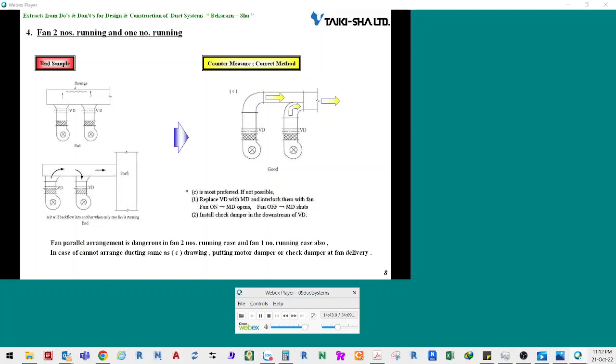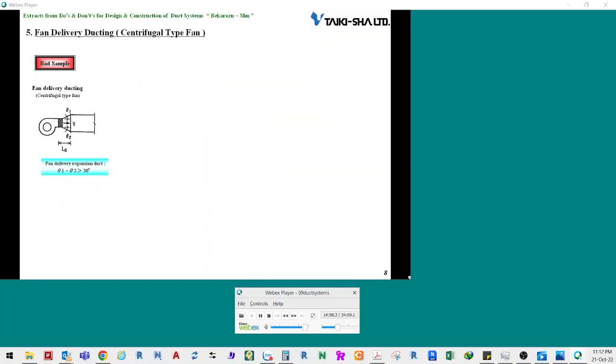For example, you could install a motor damper to be used in the operation and shutdown of the fans. You may also install a check damper to prevent the air from flowing back.